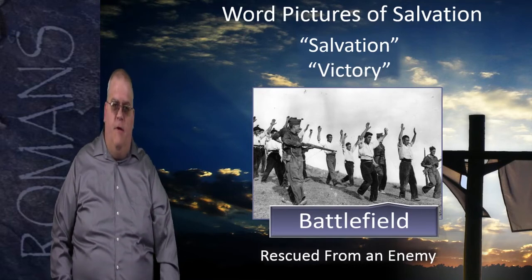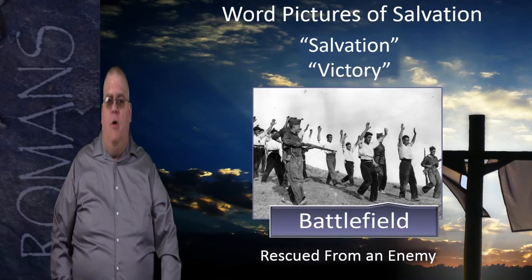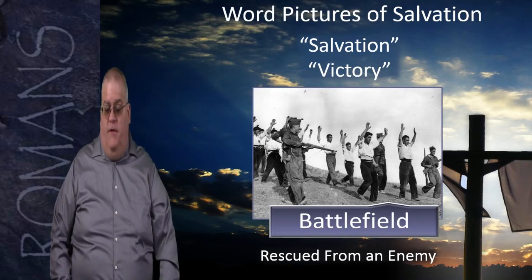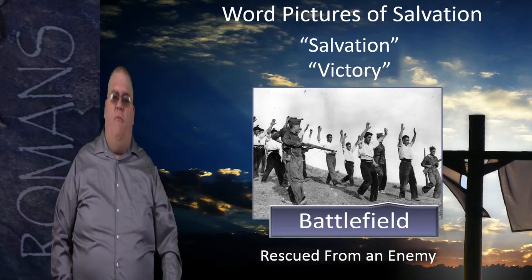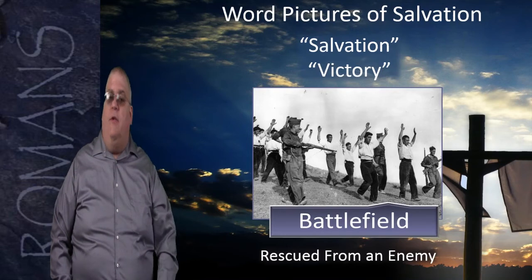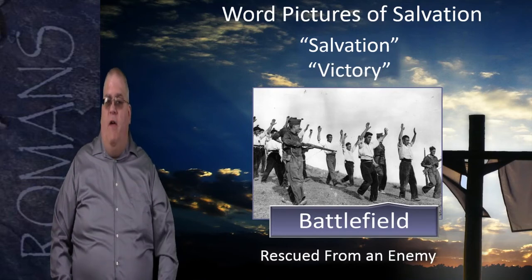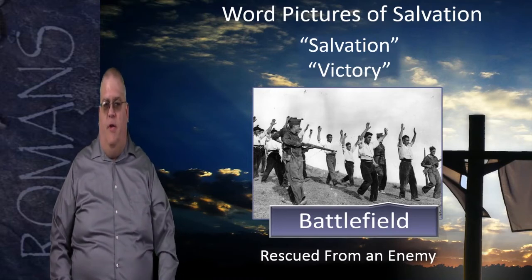We're rescued from sin, its power and penalty. We're rescued from the devil and all of his schemes. We're rescued from futility and the ways of this world, etc. Salvation and rescue are a large generic concept that overlaps so many other word pictures that we've seen.